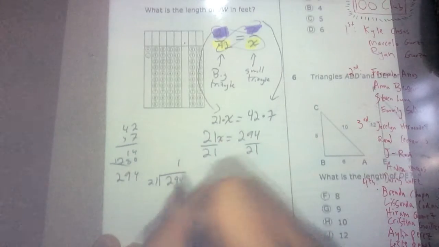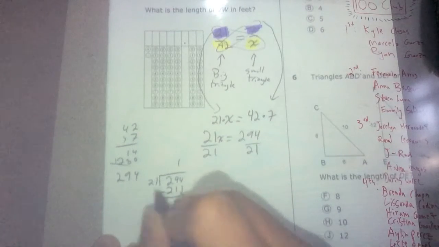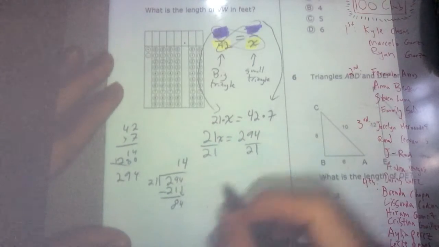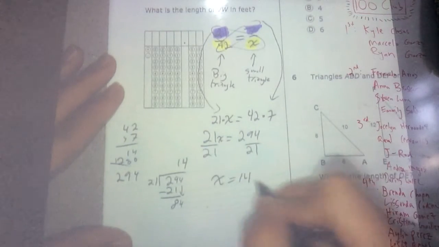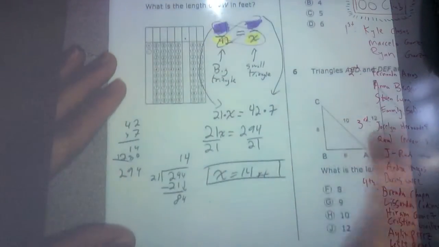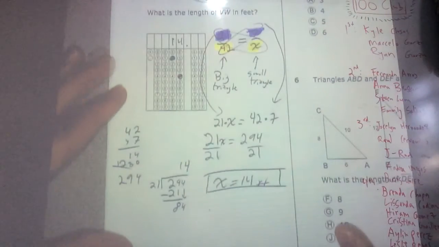21 goes into 29 one time. 8, bring down the 4. 21 goes into 84 4 times. Okay, so x is equal to 14 feet. So the answer for the length of VW is 1, 4, 14. I'll fill in my bubbles. Okay.